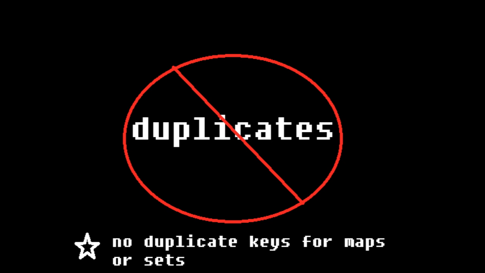So, that is set. One thing about a set, however, is you can't have duplicates, for the exact same reason that you can't have two element zeros in your vector. It's just bad. Don't do that.